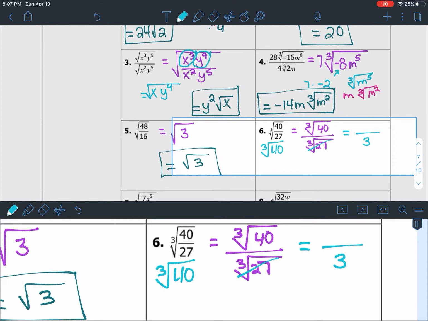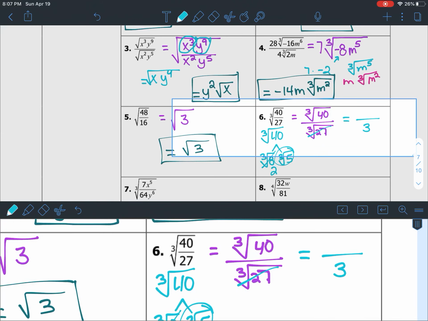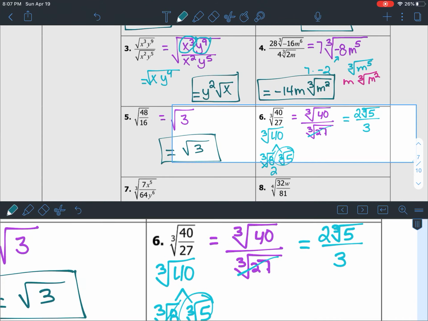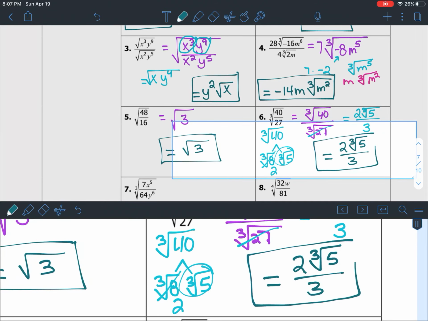So now I need to think about the cubic root of 40, and I need to think about how can I simplify that. So this can be broken down into 8 and 5. And the 8 is going to become a 2, and this guy's going to stay. So what I really have is 2, the cubic root of 5 over 3. The last question I'm going to ask myself is, is there anything else that I can do? Can I simplify anything on the outside, anything on the inside? And my answer is no. So I'm going to have 2, the cubic root of 5 over 3 as my final answer.